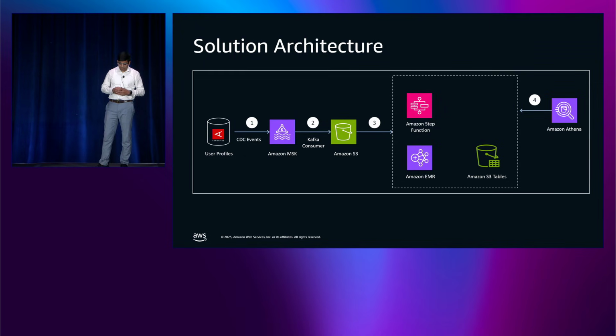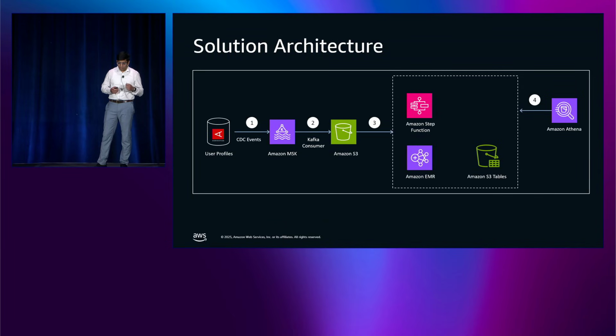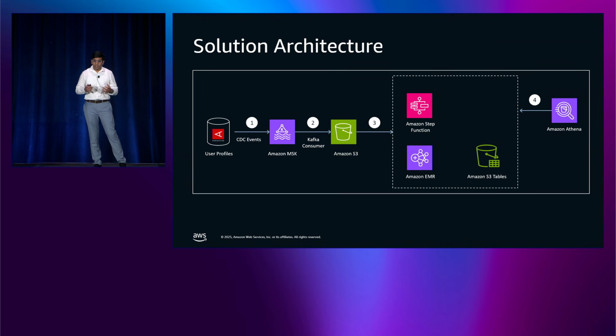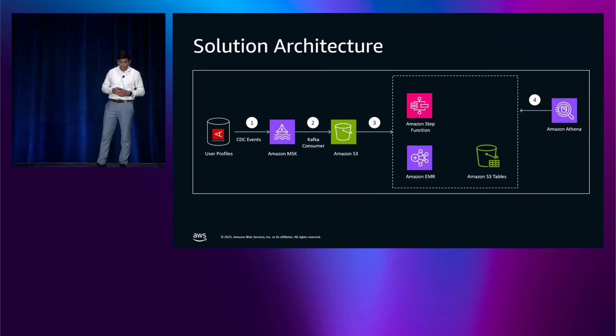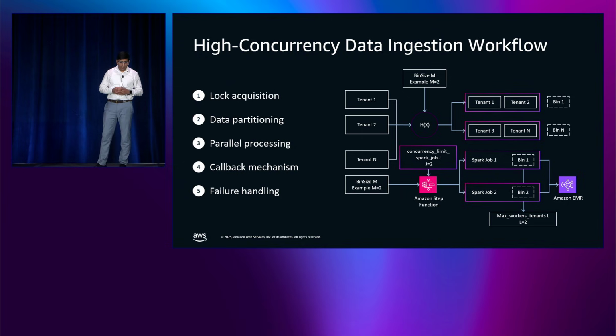Next, a Step Functions workflow runs every single minute to check if there are any new data files. If there are new data files, the system will acquire a lock to ensure other systems cannot process the same data simultaneously. The workflow then reads the data in a distributed fashion and submits jobs to EMR, as shown in the diagram. Let's take a deeper look at how we orchestrate these jobs.